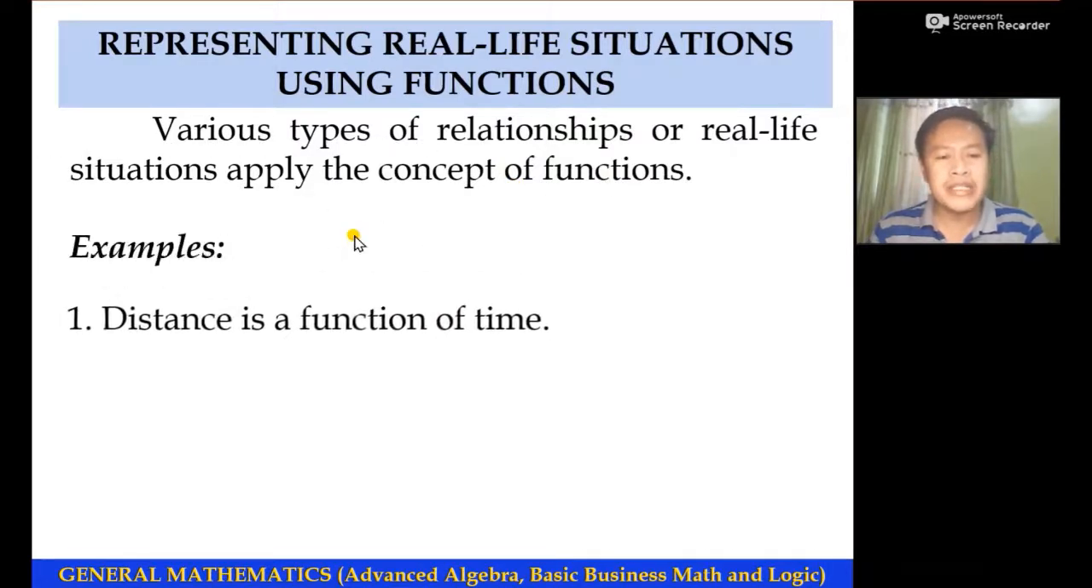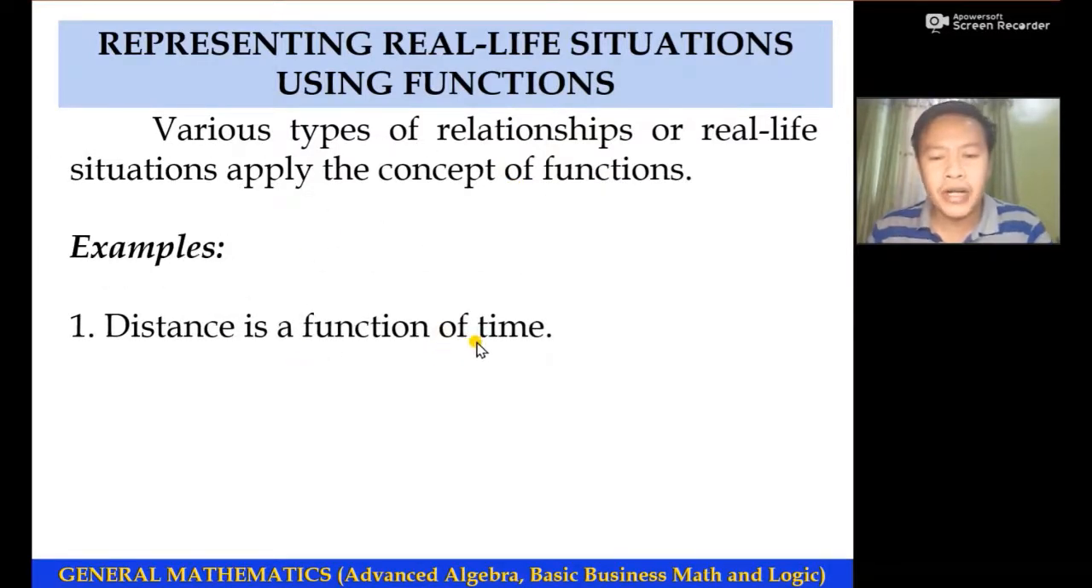We have the examples. Distance is a function of time. Yes, because if you are going to travel or just walk, the distance that you're going to travel depends upon the time. It means that time is the independent variable and distance is our dependent variable, because you cannot have the distance if we do not have our time. Time can be denoted by a variable t, and distance can be represented by a variable d.